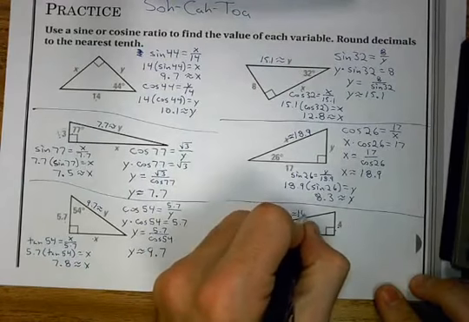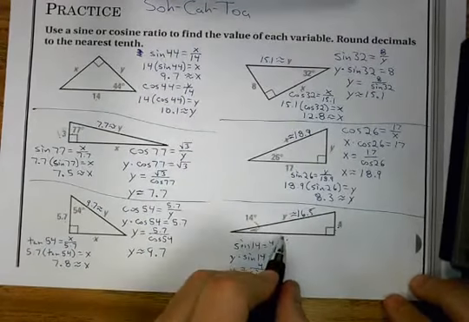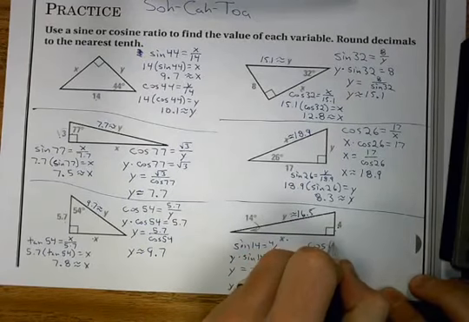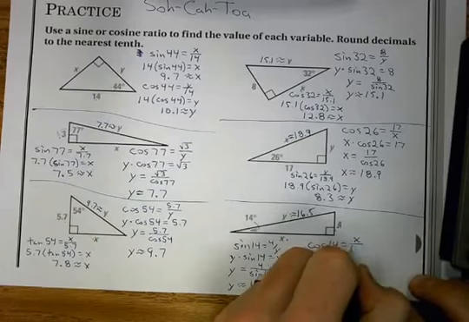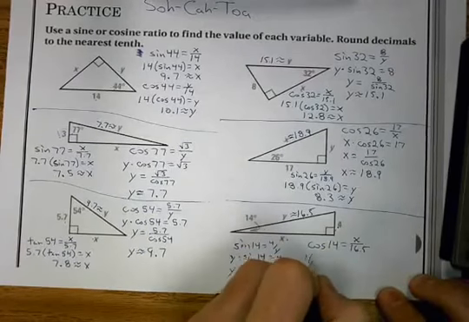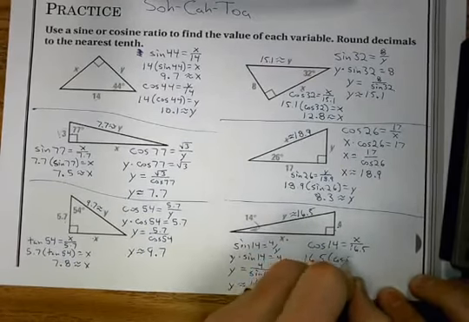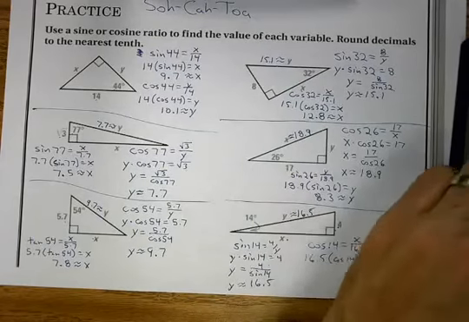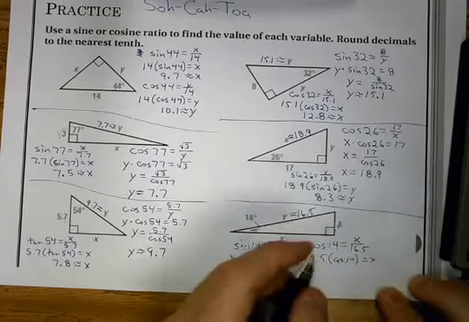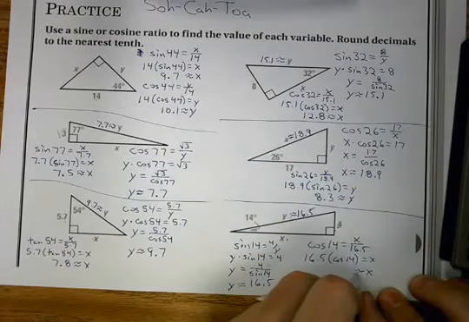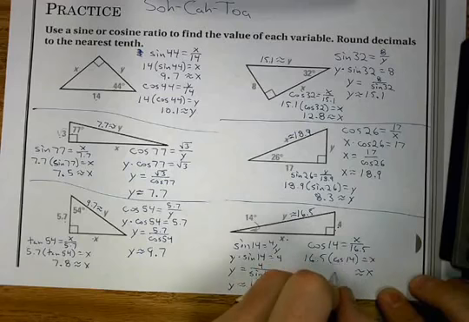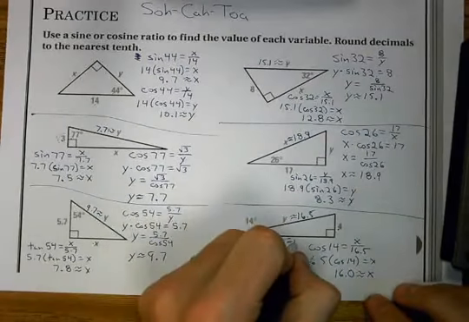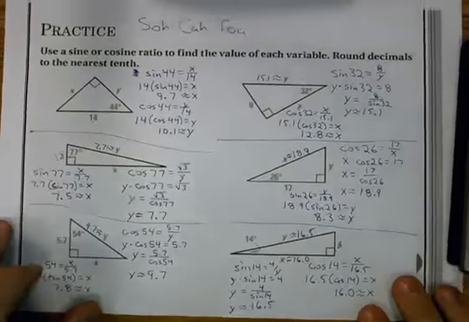Right there. Okay, and now for x, we'll do adjacent and hypotenuse. So that'll be cosine of 14 equals x over 16.5. 16.5 times cosine of 14 equals x. So we plug that in, and we get that x is about, looks like 16.009. We're just going to call it 16.0 and round it to there. Okay, so there's our problems.